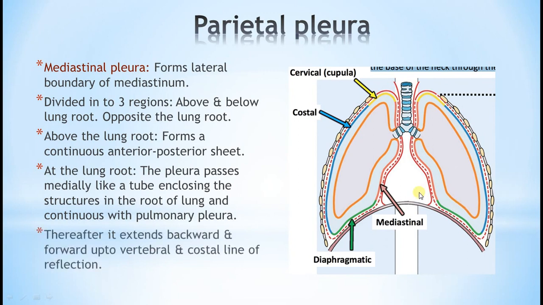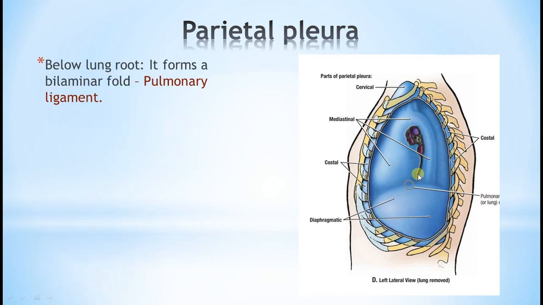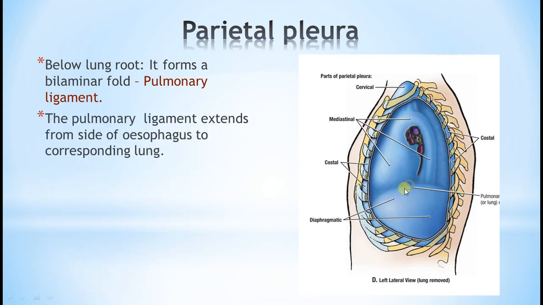Look, below the lung root, okay, what happens is it forms a double layered fold that is called the pulmonary ligament. So below the lung root, it forms a bilaminar or double layered fold, which is called the pulmonary ligament. The pulmonary ligament extends from the side of the esophagus to the corresponding lung.